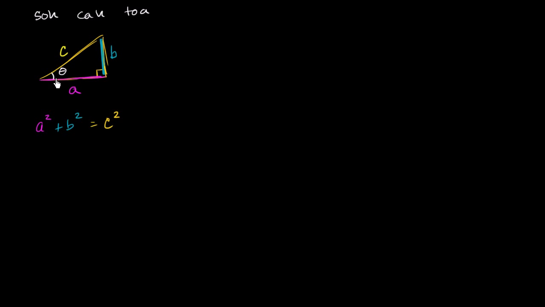So let's think about sine of theta. I'll do it in this blue color. So sine of theta is what? It is opposite over hypotenuse. So it is equal to the length of B over the length of the hypotenuse, which is C. Now, what is cosine of theta? Well, the adjacent side, the side of this angle that is not the hypotenuse, has length A. So it's the length of the adjacent side over the length of the hypotenuse.